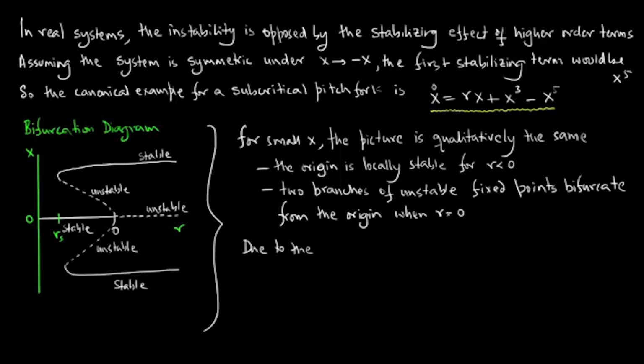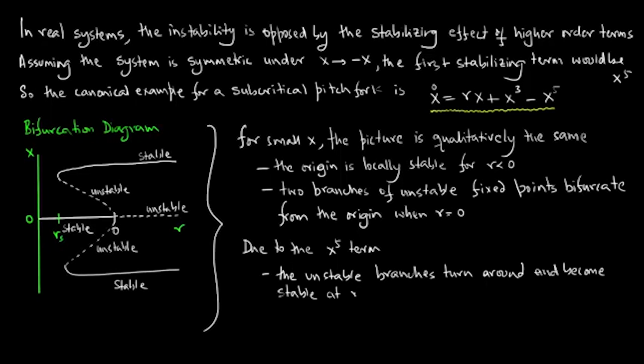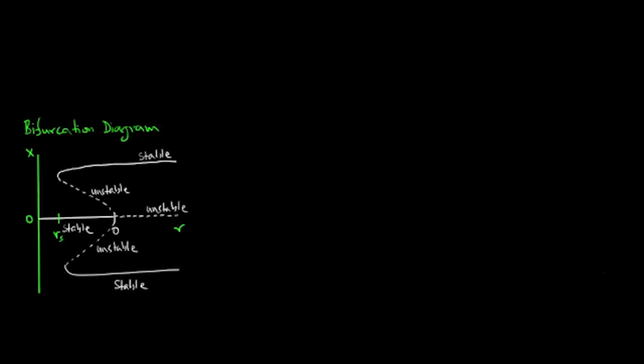Now, due to the presence of the x to the 5 term, the unstable branches actually turn around and become stable at r is equal to rs. And these stable branches then exist for all r greater than rs. Now here are some notes about the bifurcation diagram.